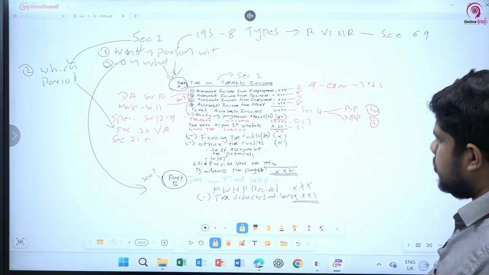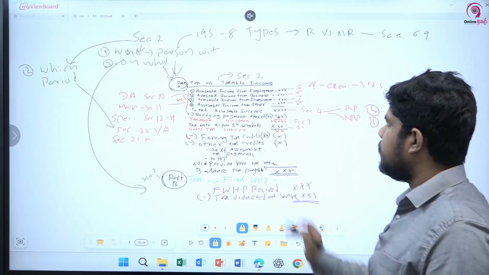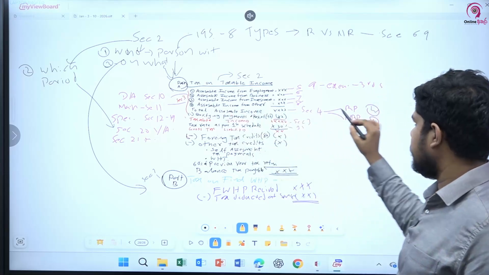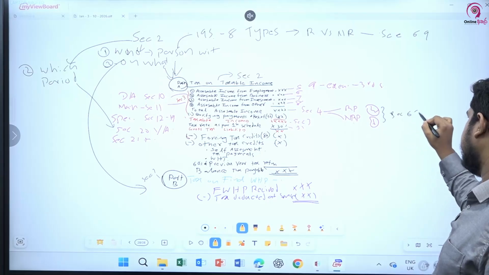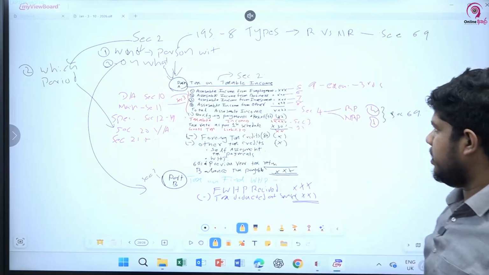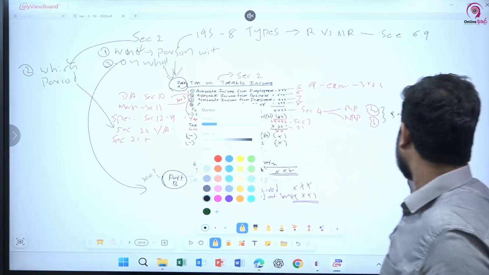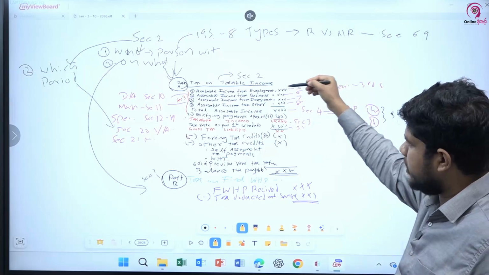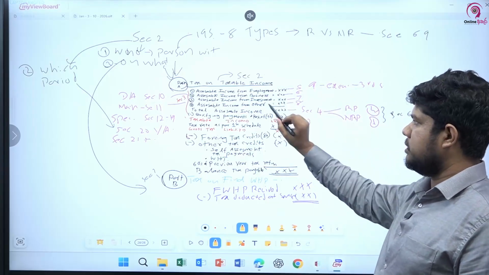Next, this is the cream that you need to learn. First thing you need to learn is section 4, assessable income. There are differences for resident and non-resident persons, given under section 69. It's in very small letters because I need to write everywhere. Section 69.